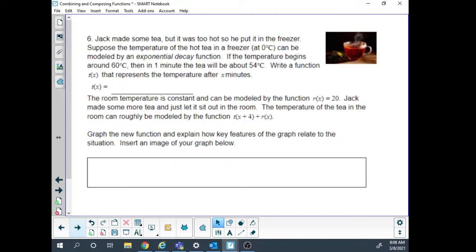That's when stuff freezes. It can be modeled by an exponential decay function. At your table, say something about an exponential decay function. What's it going to look like?